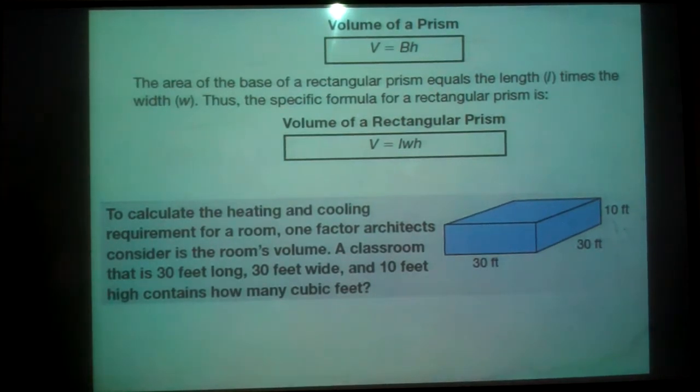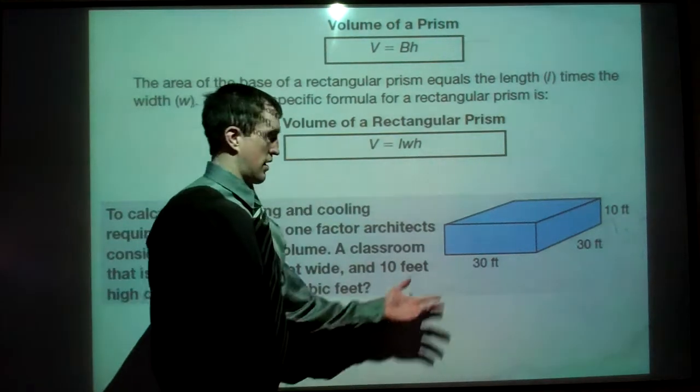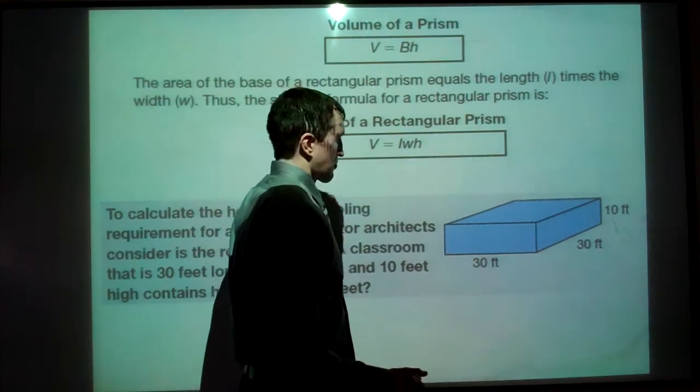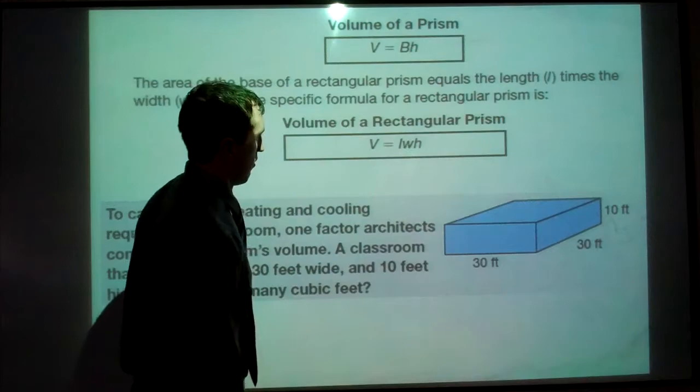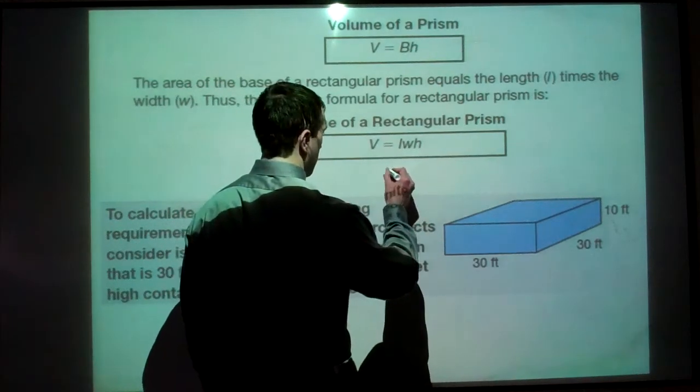Let's calculate the heating and cooling requirement for a room. One factor architects consider is the room's volume. A classroom that is 30 feet long, 30 feet wide, and 10 feet high contains how many cubic feet? Okay, well our base is a rectangle, and our height is 10. So we're going to use this formula, length times width times height.